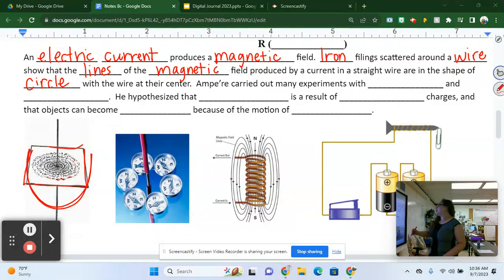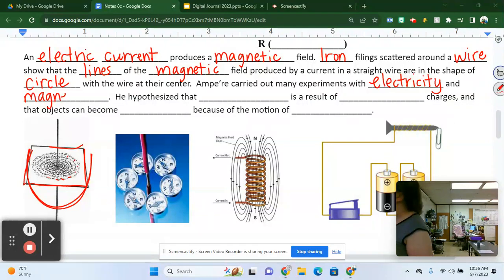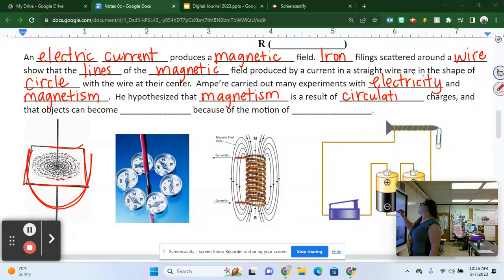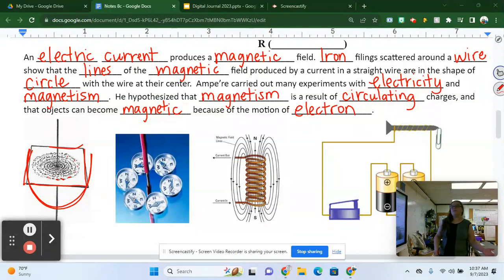Ampere carried out many experiments with electricity and magnetism. He hypothesized that magnetism is the result of circulating charges and that objects can become magnets or magnetic because of the motion of electrons. So if you get the electrons moving in the right way, you'll have a magnet.